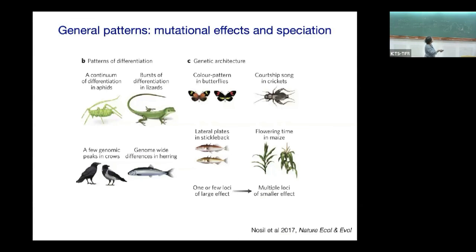Okay, here are some general patterns, broad patterns of what is known of mutational effects that can drive differences in species. So the patterns of differentiation across species, right, closely related species, where we are interested in asking how speciation has occurred, what types of alleles have perhaps led to these different species diverging from each other. The patterns are all over the place. Yeah.